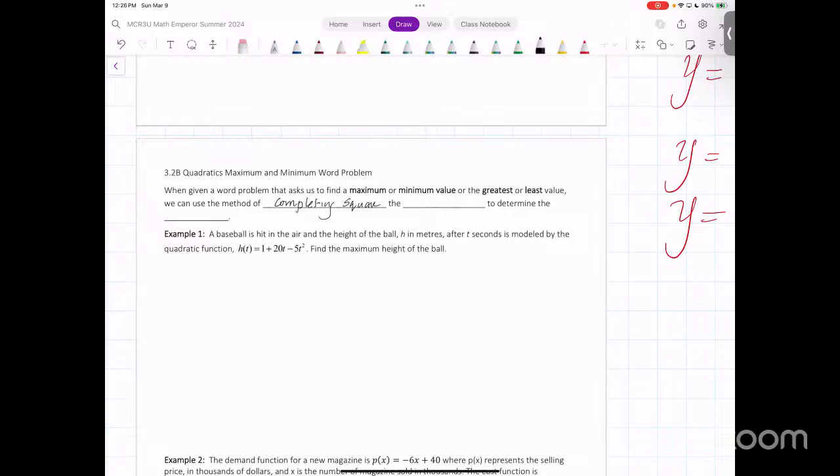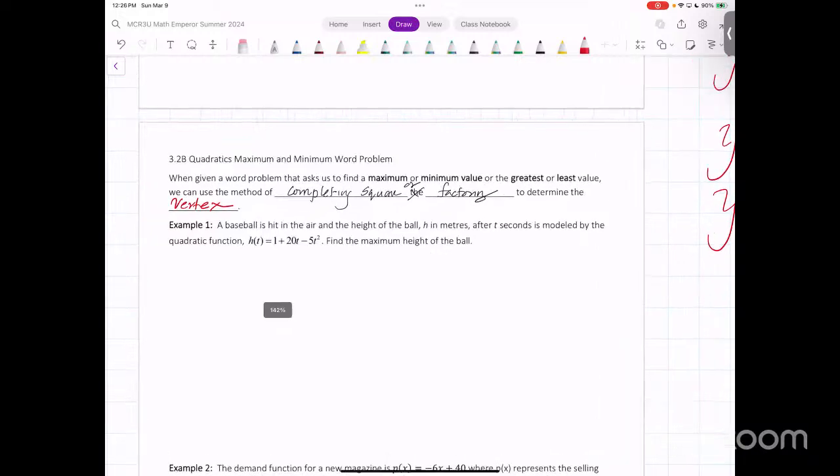I'm gonna just fill it out. This one, we can use completing the square, or the other method, or the factoring method, to determine the vertex. We're gonna see all the different examples in here.